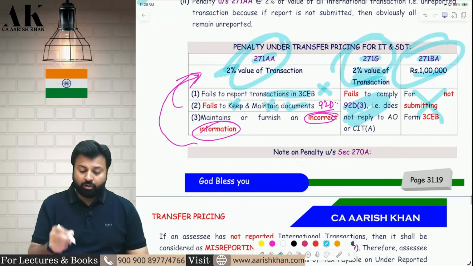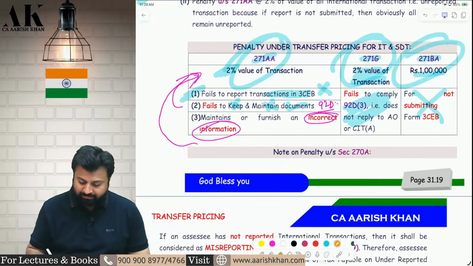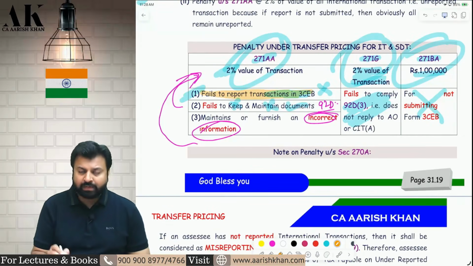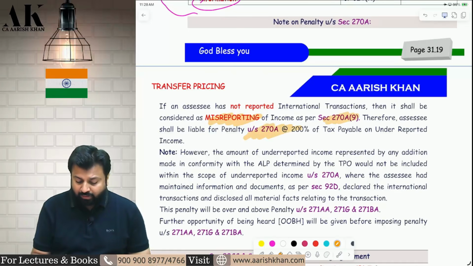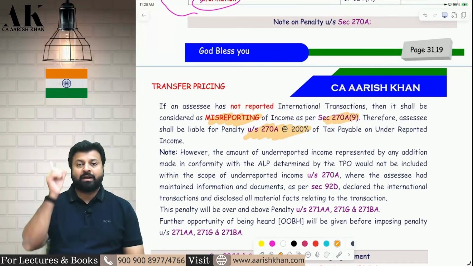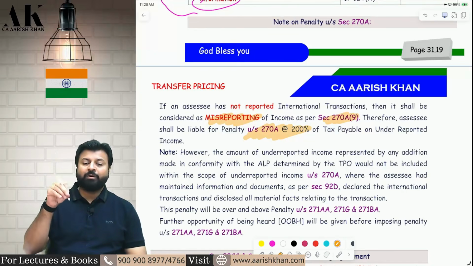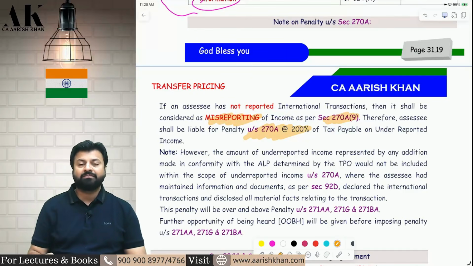Along with that, if you don't report this, point number 1, check, very dangerous this is. If you fail to report a transaction in Form 3CEB, that is also called misreporting under income tax law as per 270A(9). Therefore, it can also lead to 200% of the tax payable as penalty. So failure to report a transaction can also lead to what? 200% of the tax payable as penalty under misreporting of income.